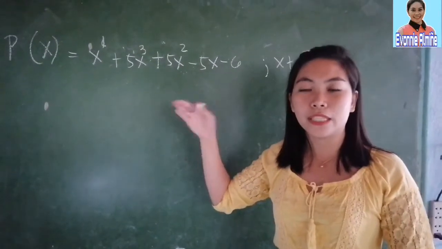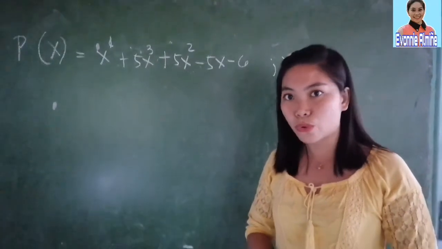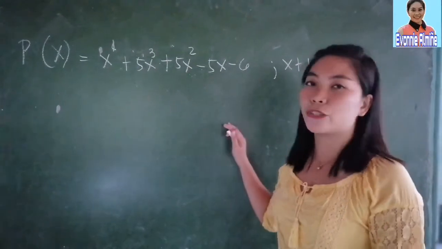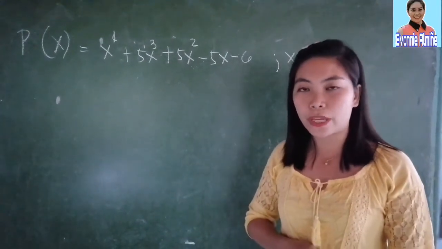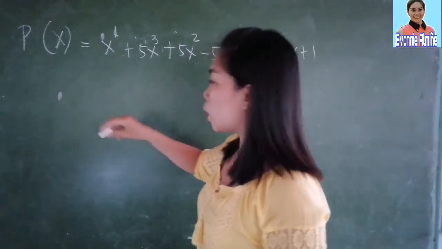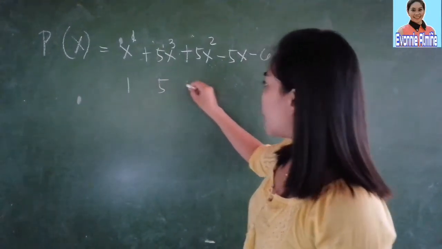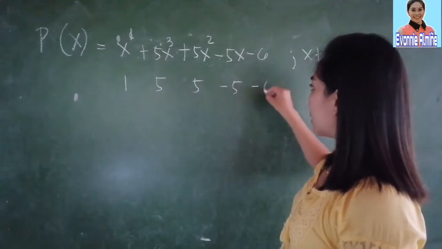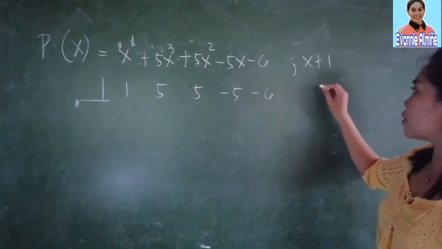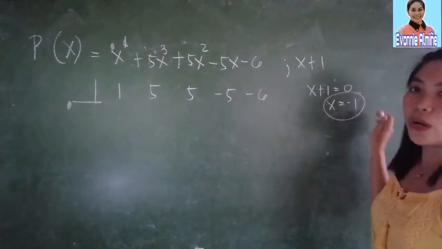Then, this time around, hindi po natin pwedeng gamitin si remainder theorem. Kasi si remainder theorem, isa lang po yung makukuha natin. That is only the remainder. So, ang i-apply po natin ngayon ay yung synthetic division. Then, we have to apply the trial and error method. So, let us bring down all the numerical coefficients following the steps of synthetic division. So, we have 1, 5, 5, negative 5, and negative 6. Then, we have the remainder, the divisor. X plus 1 is equal to 0. Then, x is equal to negative 1.